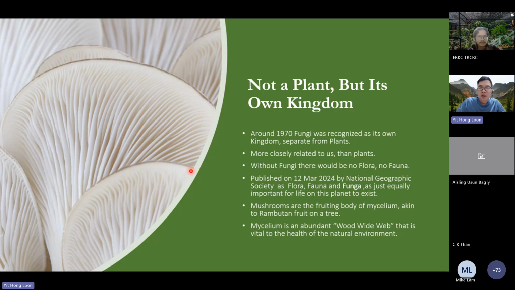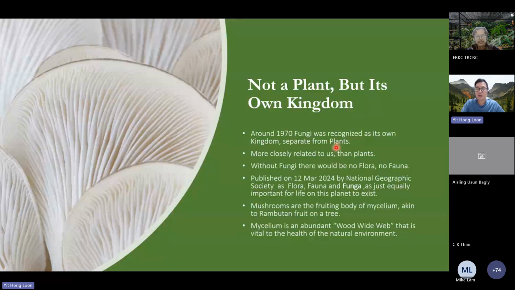Fungi is not a plant. It has its own kingdom. Fungi were separated from plants in 1970. In the past, people mistakenly thought fungi were plants because they grow like plants, from the soil, and are found in the forest soil. People thought they were plants, but actually they are not. They are more closely related to animals.